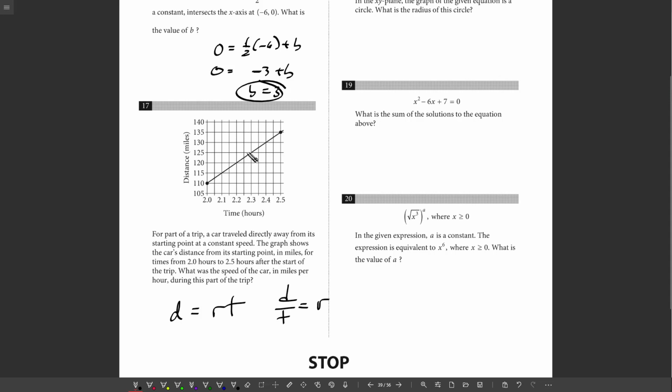So the distance traveled, we can see, was from 110 to 135. That's a difference of 25. And that's occurring over 0.5 hours. So it's going to be 25 miles over 0.5 hours. So that's 50 miles per hour. And so 50 is our answer.